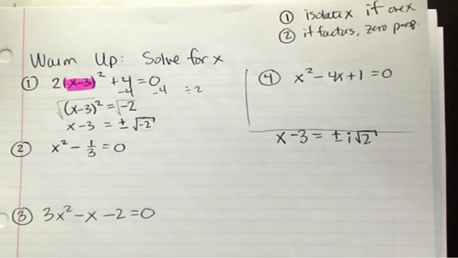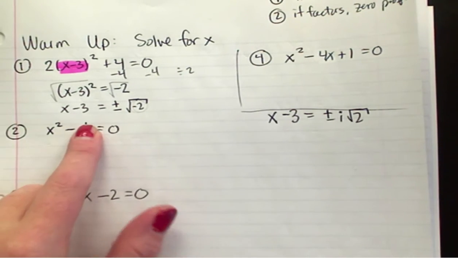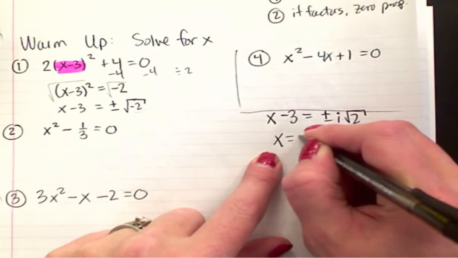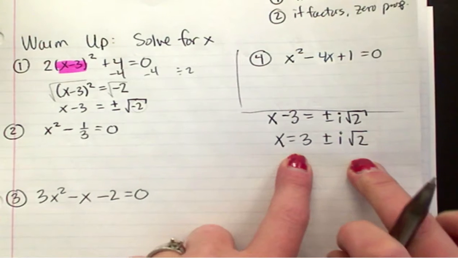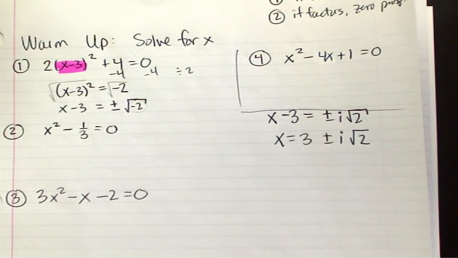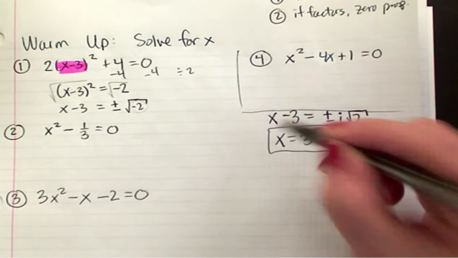That negative is really i root. The 2 is not a perfect square. That stays. And then I add 3 to both sides. These two things are not like terms, which is why I leave them separate. This is your solution.